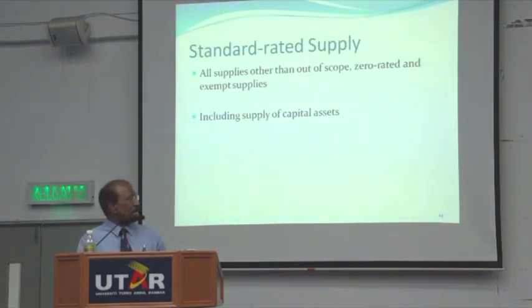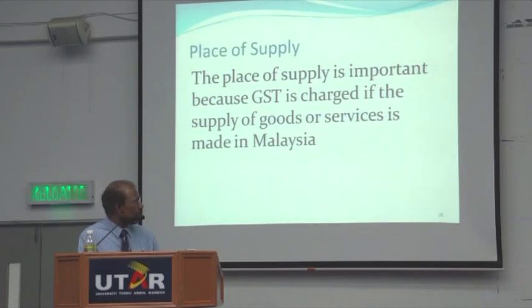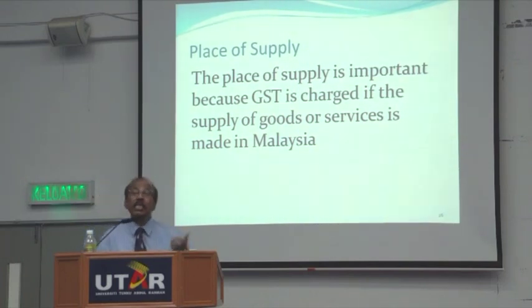Okay, standard rated supply. All supplies other than out of scope, zero rated. You already mentioned this one earlier. Place of supply. Let's go quickly to place of supply. The place of supply is important because GST is charged if the supply of goods or services is made in Malaysia. Because as we said in the beginning, consumption in Malaysia.